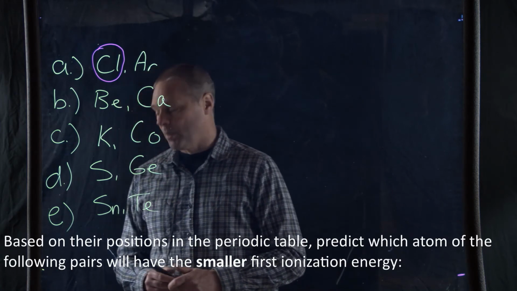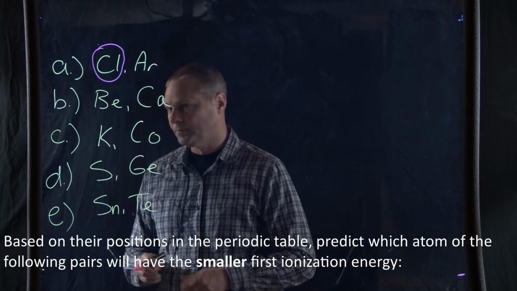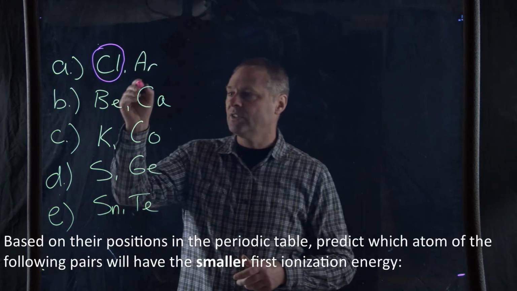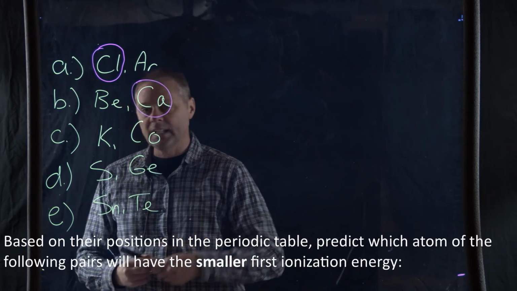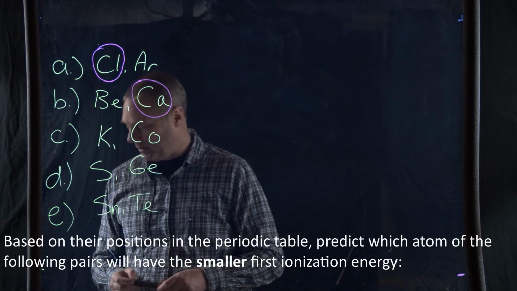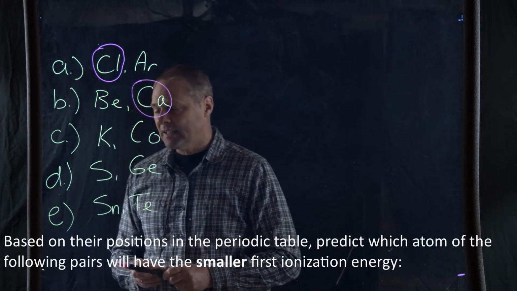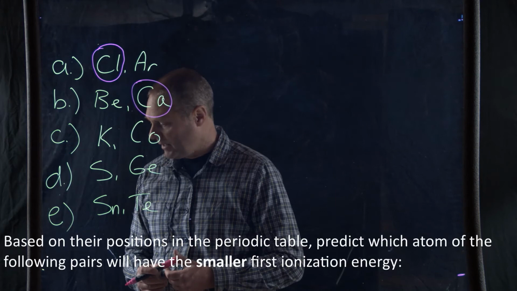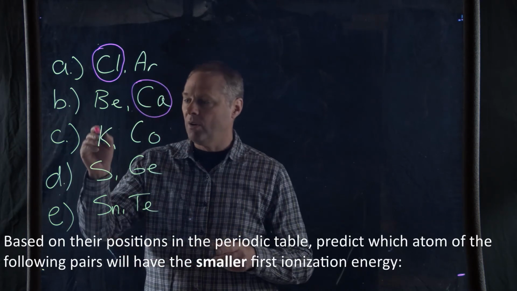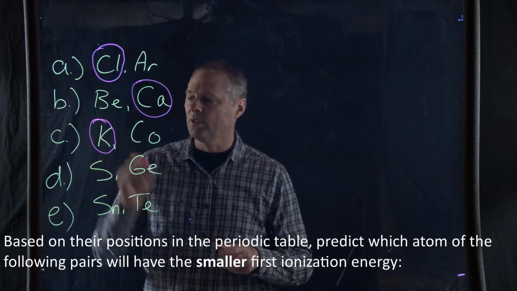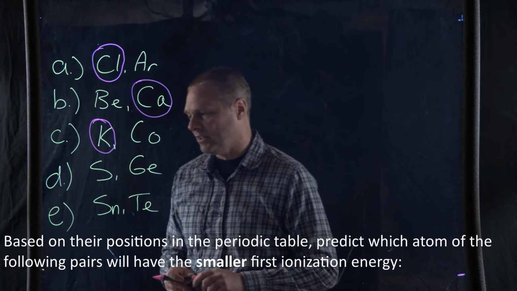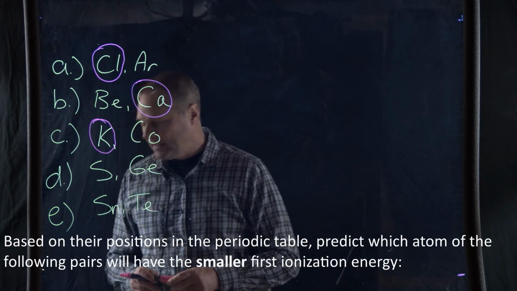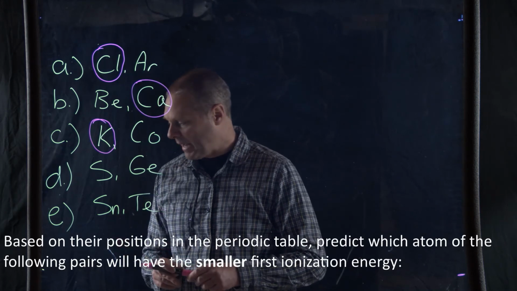The next one's going to be beryllium and calcium. And calcium is going to have the lowest ionization energy. And the reason being is it is lower than beryllium on the periodic table. The next example we have is potassium and cobalt. And potassium is going to be to the left of cobalt, and thus it's going to have a lower ionization energy. The next one, D, is sulfur and germanium.